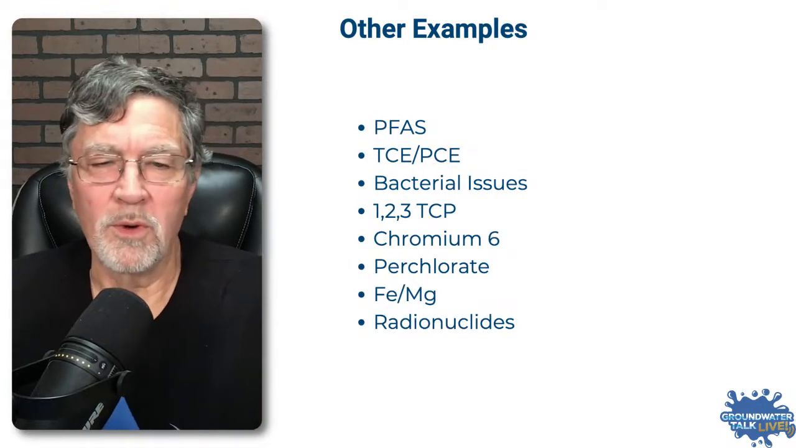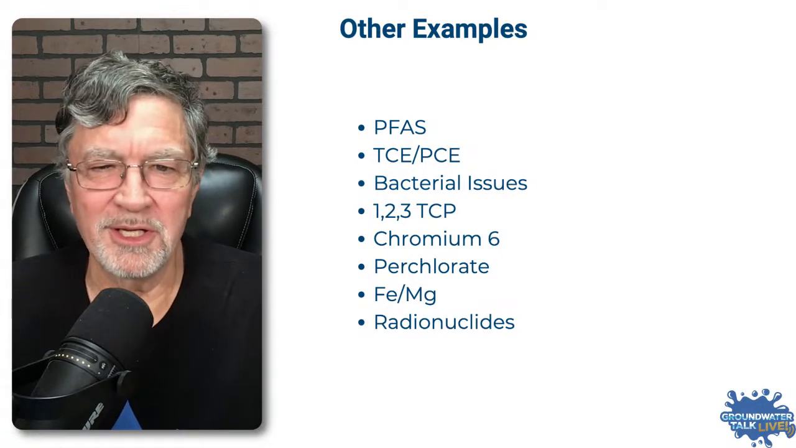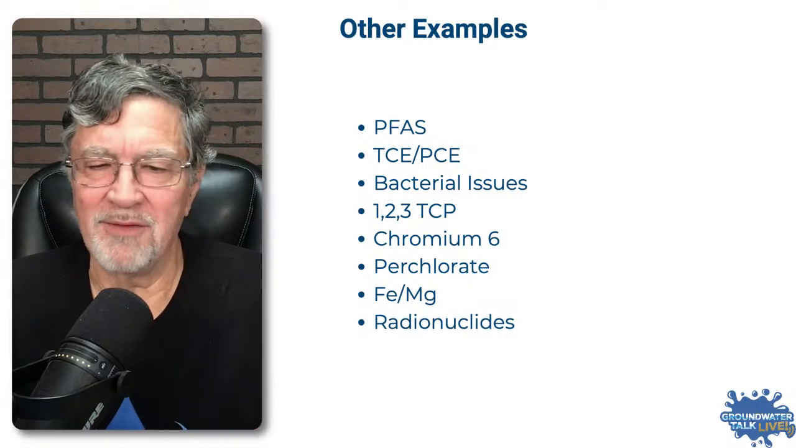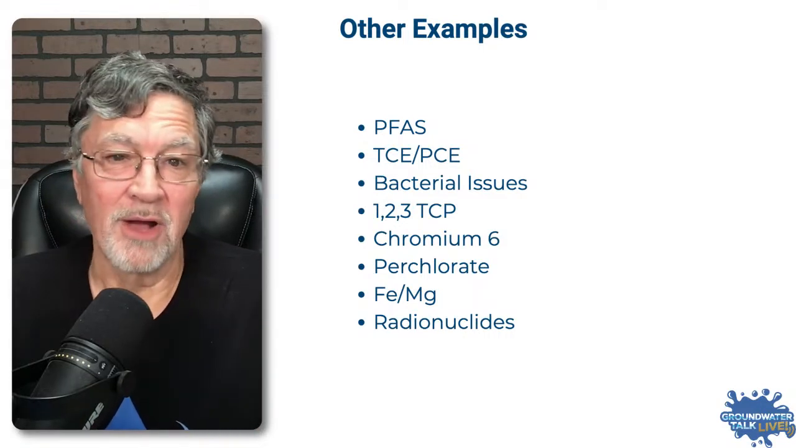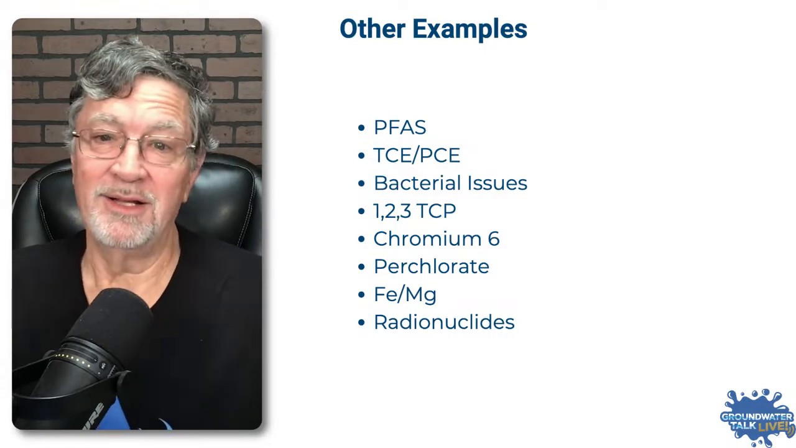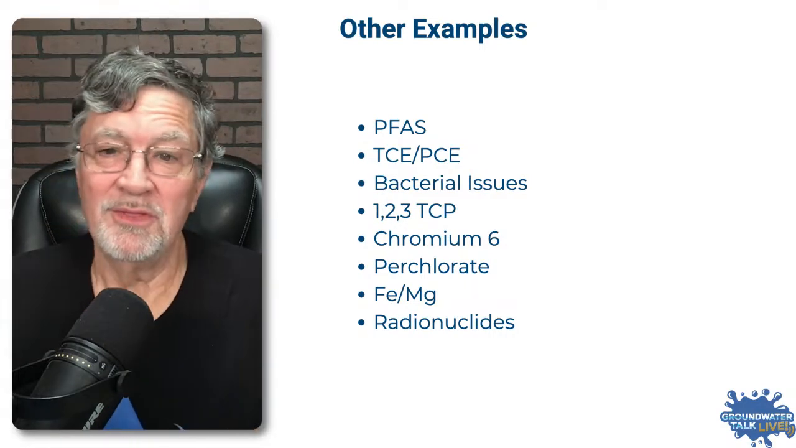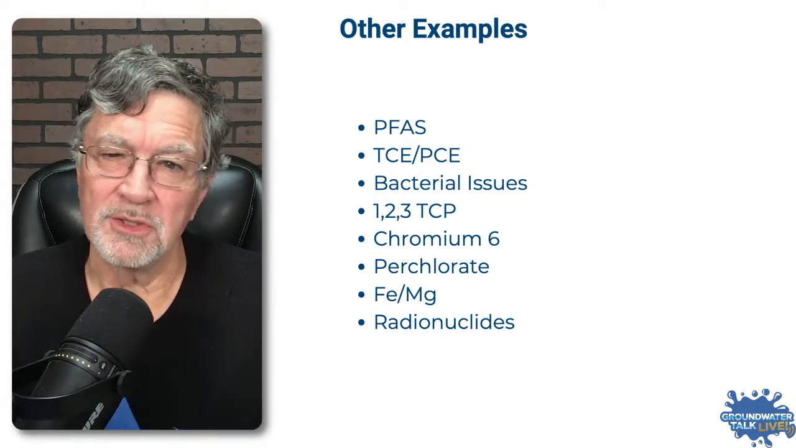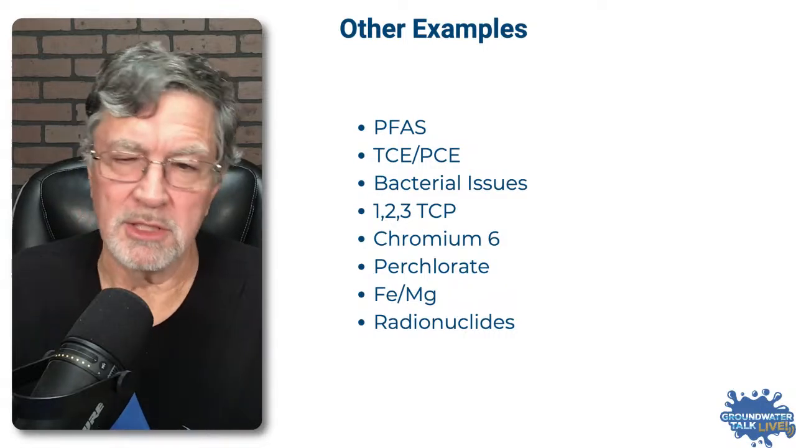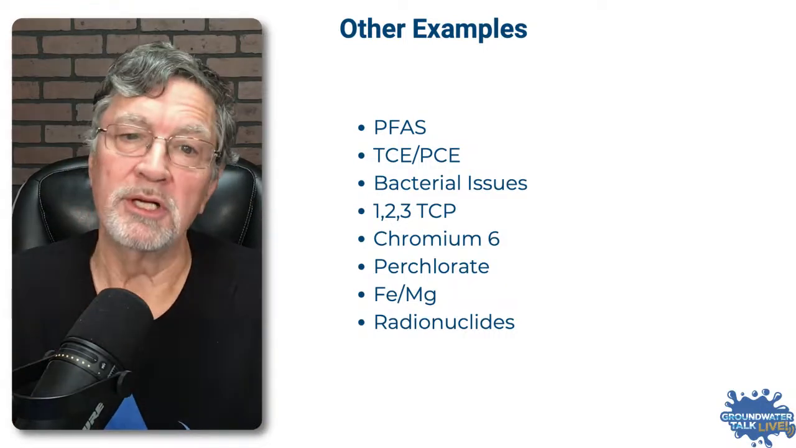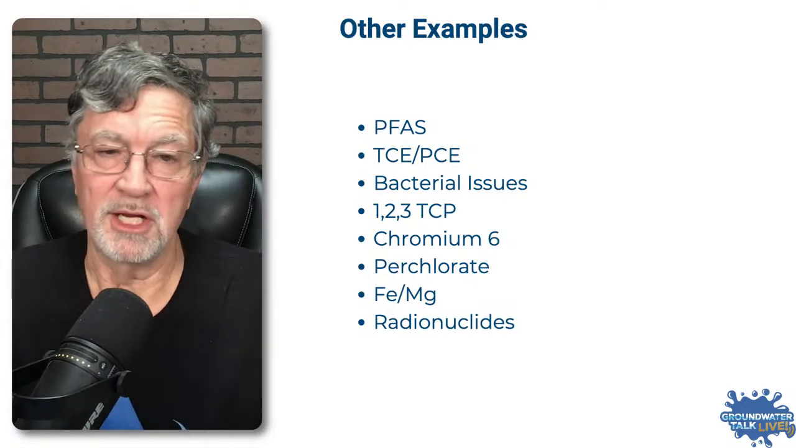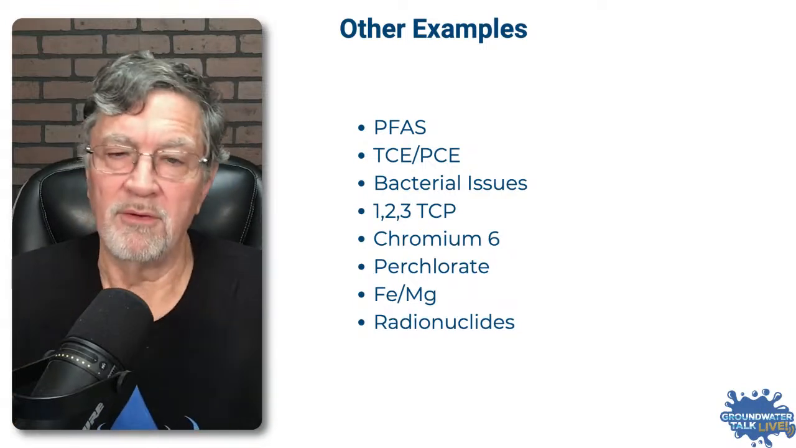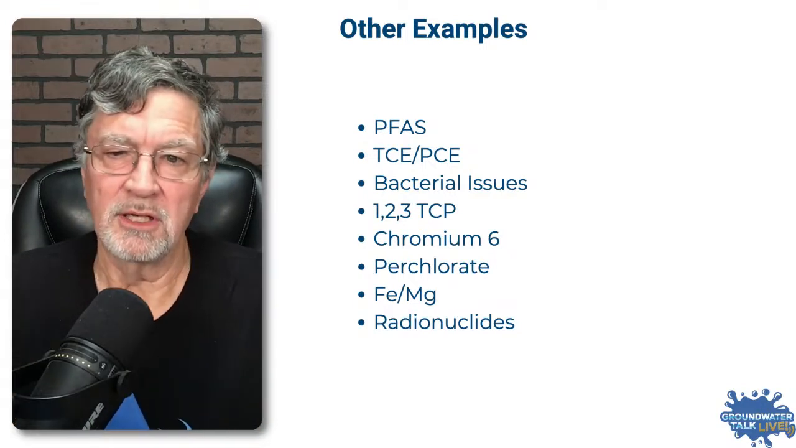Chromium 6 can be both anthropogenic and naturally occurring. So we've all heard of Hinkley, California, the Erin Brockovich story, and all that. That's anthropogenic. It came from PG&E, which contaminated the groundwater out there. But far and away, the majority of chromium 6 issues are going to be naturally occurring. We know there are plenty of cases out there of anthropogenic contamination from spills or some other source of chromium 6, as well as naturally occurring.